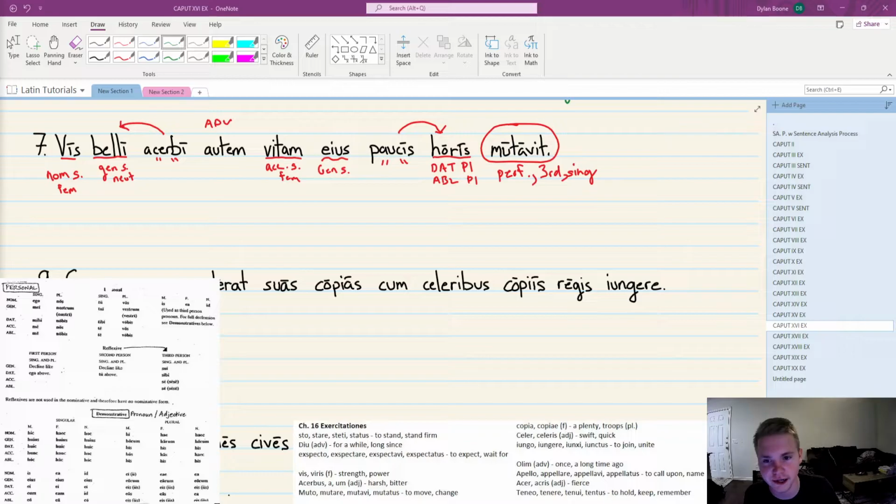However, is there anything else that modifies it? Well, we have belli acerbi right next to it, right? We know it's genitive, so let's see. The power of the war, but not of the war, of the harsh war, fierce war. Aut.